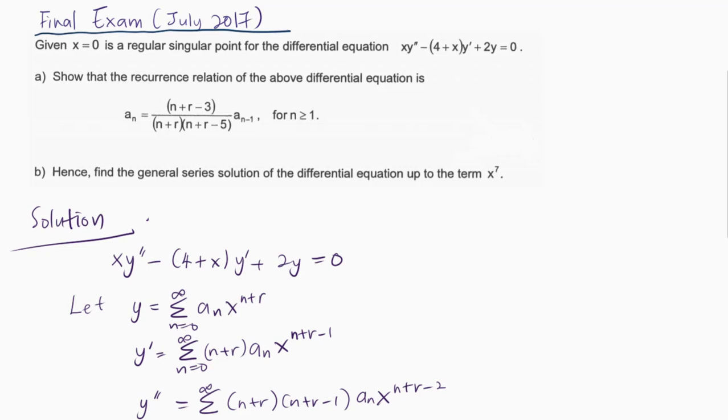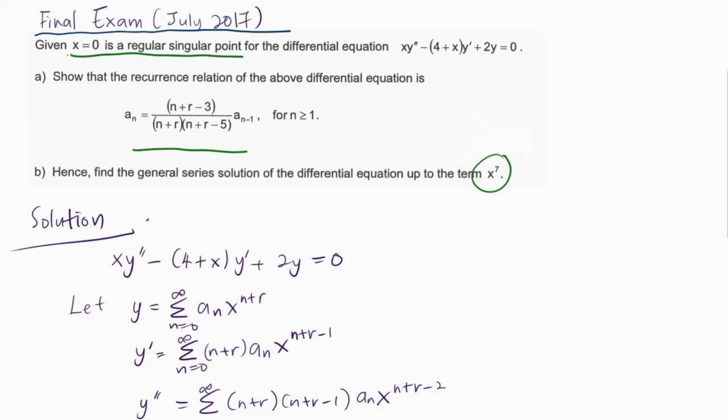So in this video, we will look at an example from the final examination paper July 2017. Given to us that x equal to 0 is a regular singular point for the differential equation xy'' - (4 + x)y' + 2y = 0, we need to show that the recurrence relation is as given here, and hence find the general series solution of the differential equation up to the term x^7.